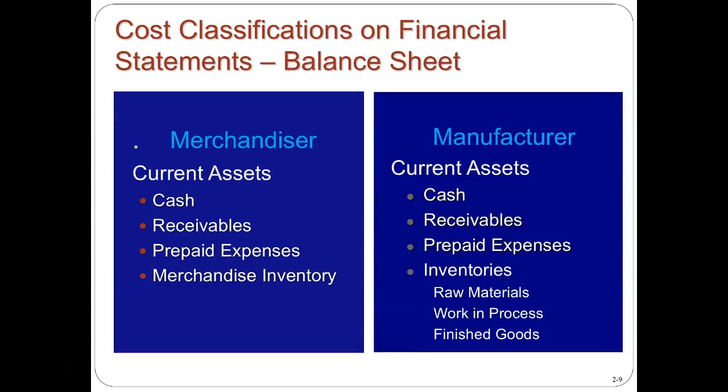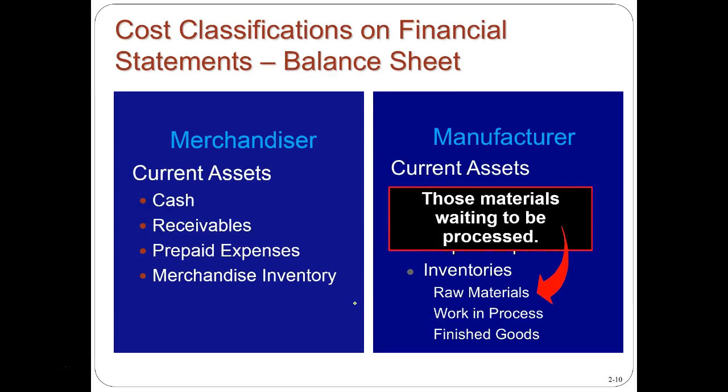We have a merchandising company, which would buy merchandise and sell it, such as Amazon, versus a manufacturing company that would make the items. So there's going to be a difference. They both have inventory. If we looked at their current assets, we'd have cash, receivables, and prepaid expenses. Those are the same. Then we'd have inventory. For a merchandiser like Amazon, they would just have merchandise inventory because they just purchased it. If we're talking about a car manufacturer like Ford, then we have to break down the inventory into its parts: raw materials, work in process, and finished goods. So let's break those down further.